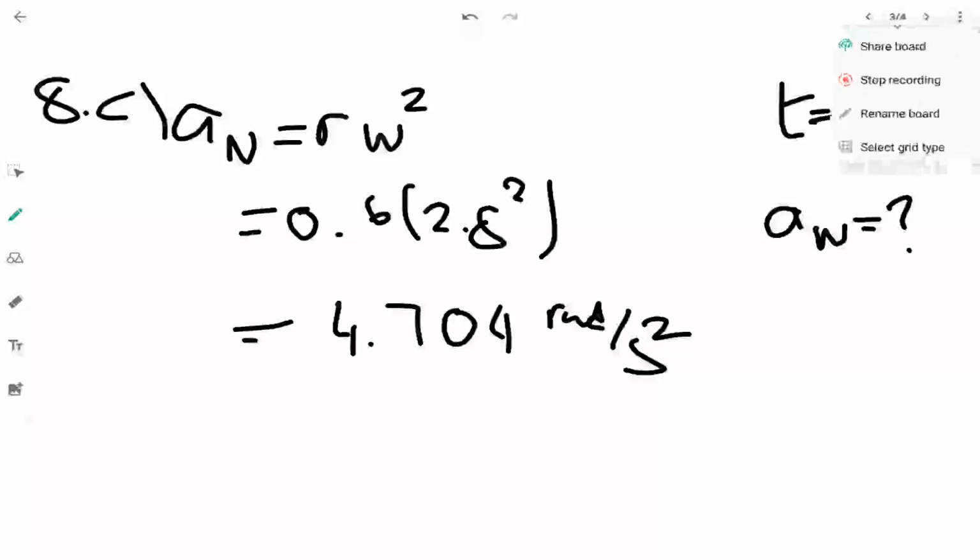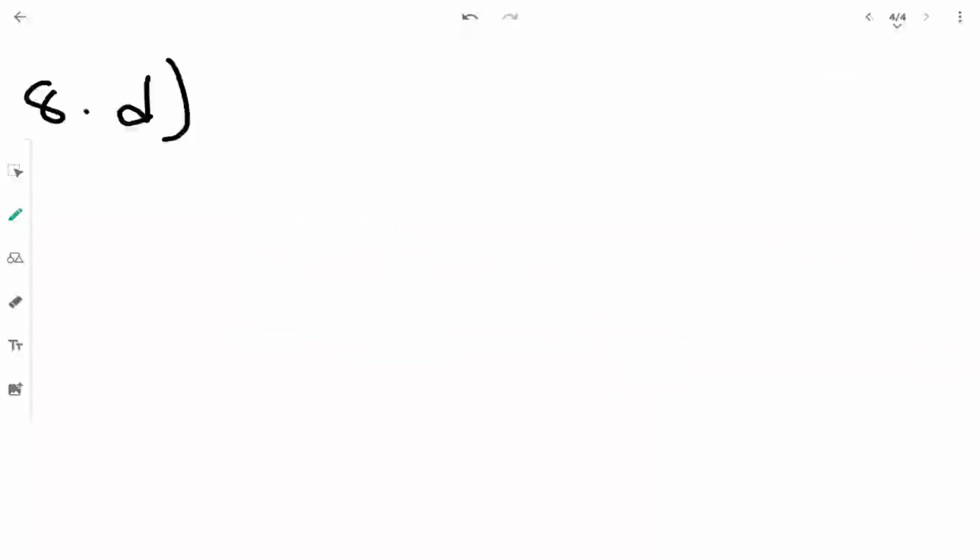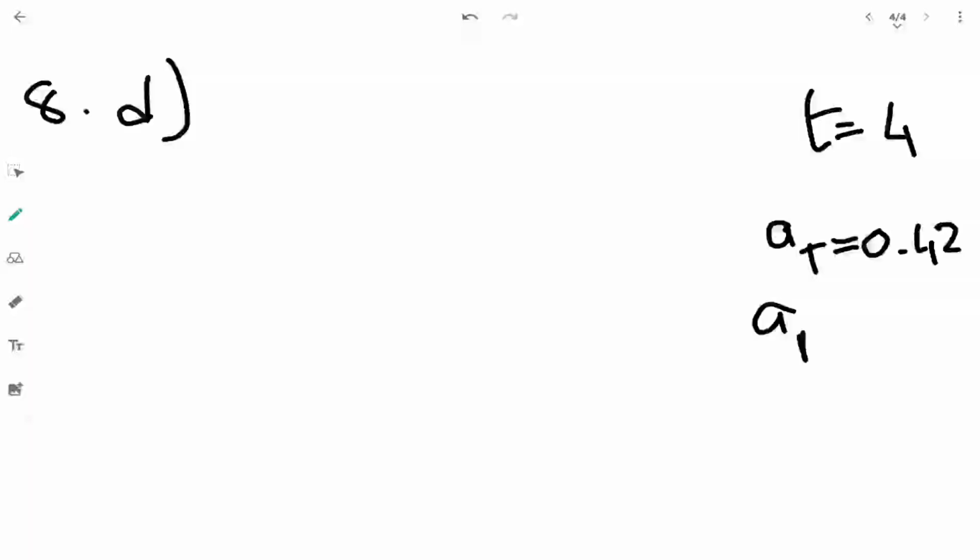So for part D, they want you to find the magnitude of the acceleration at t equals 4. So from part B, you have the tangential component of the acceleration is 0.42, and from part C you have the normal component of the acceleration is 4.704. I'm gonna give you a few seconds to answer the question and then I'm gonna come back.